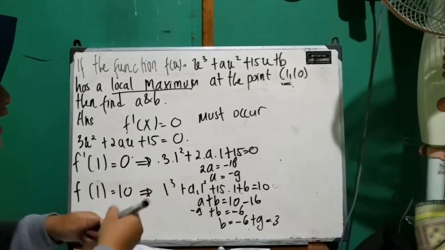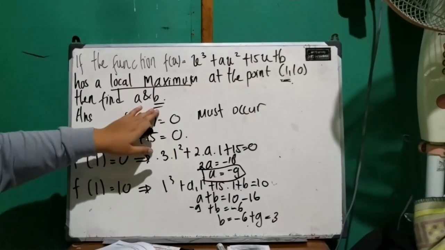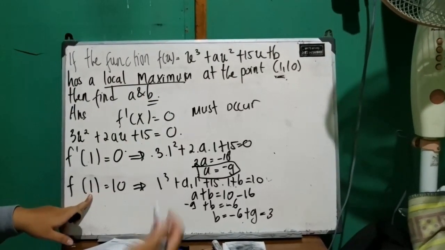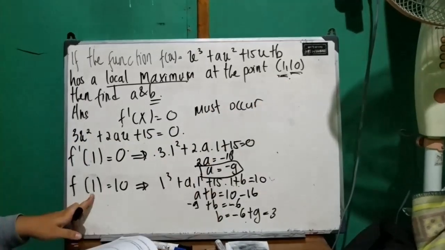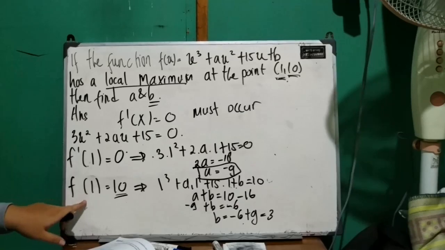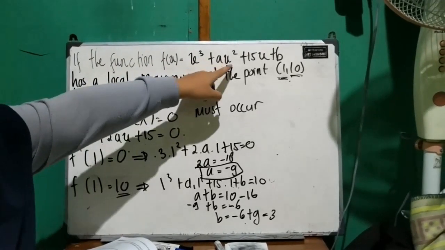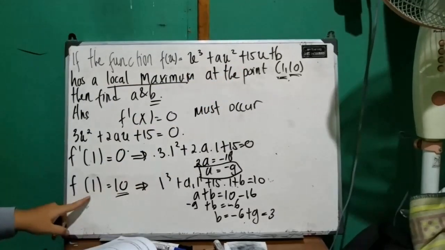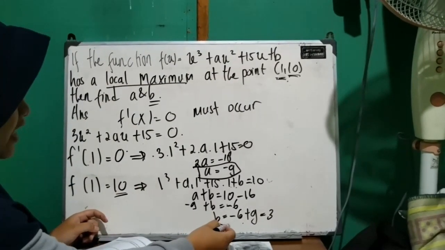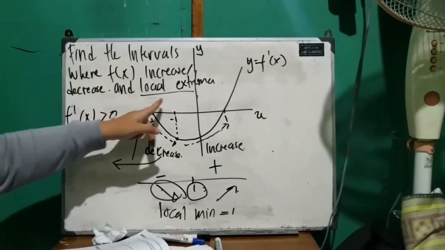From here we get the a, and then we need to find the b. Where do we get the b from? The b is from here. If x is 1, y should be 10. So you need to substitute this into the function. This function is x power 3 plus a x squared plus 15x plus b. Change the variable x to be 1. So you will get b equals 3. So that's it.